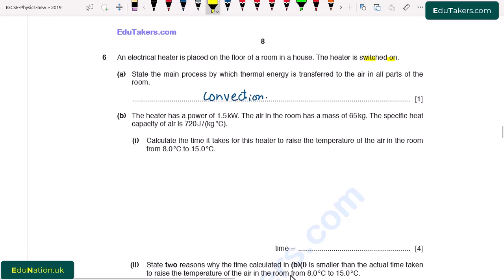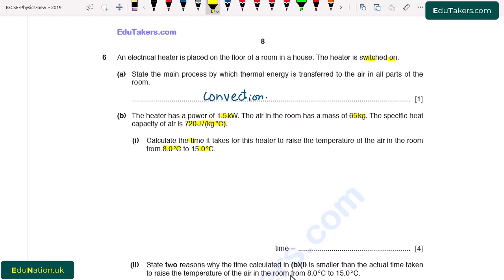Part B. The heater has a power of 1.5 kilowatt. The air in the room has a mass of 65 kg. The specific heat capacity of air is 720 joule per kg per degree C. Part 1. Calculate the time it takes for this heater to raise the temperature of the air in the room from 8 degree C to 15 degree C.